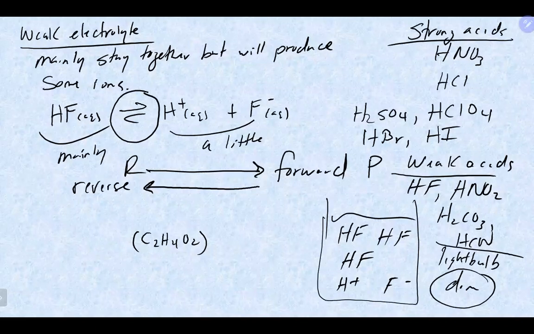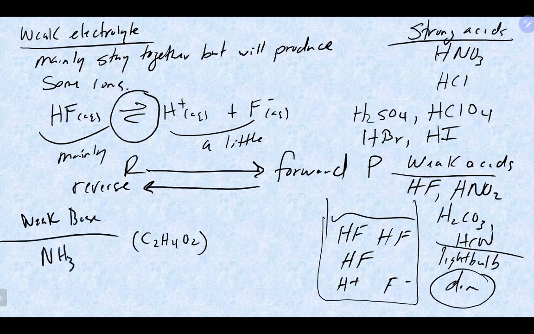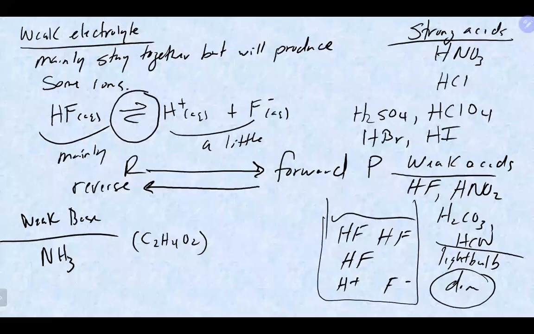Weak acids, like I listed there on the right, are weak electrolytes. They mainly stay together, but still are able to break apart a little bit. There are also some weak bases that do that as well. Probably the most common weak base that you come across a lot is NH3, which is ammonia. So ammonia is a weak base. Mainly will stay together, but can produce a little bit of ions along the way.